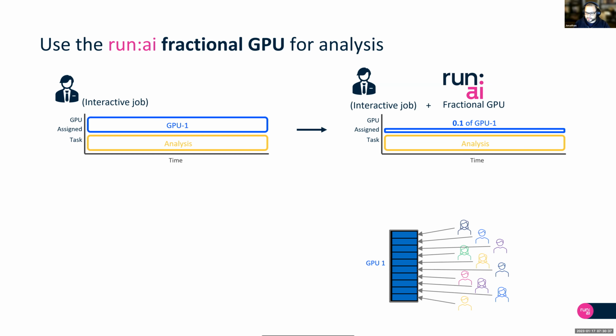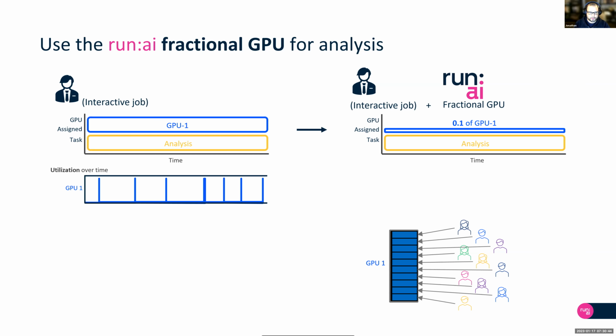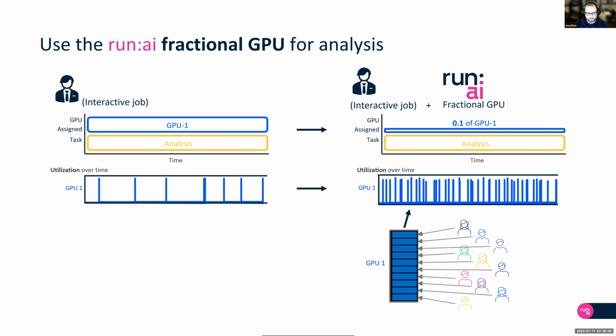And that means other data scientists can also do the same thing. So you can have 10 data scientists, all with 0.1 of a GPU, sharing one GPU. And what that will mean for that one GPU is that utilization will go from this to something like this, which is much better. But really the important thing here is that it makes all of these other resources available and free for those high compute tasks.